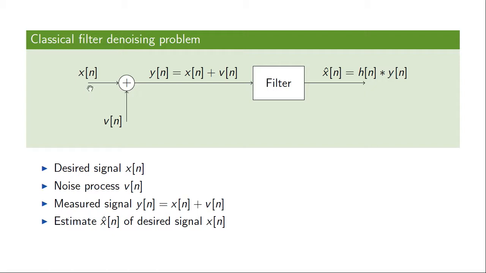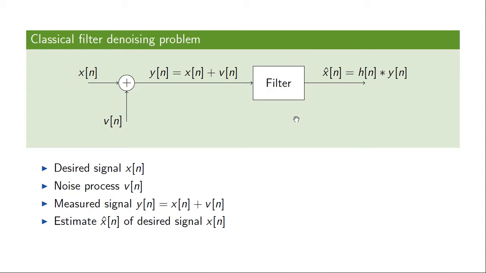So we have a desired signal x of n that we want to obtain, but we cannot measure this directly, but only subject to measurement noise. So what we can obtain is the signal y of n, which is the sum of the desired signal and the measurement noise. And what we want the filter to do is to try to recover x of n from this noisy version as well as possible by convolving with the designed filter's impulse response.